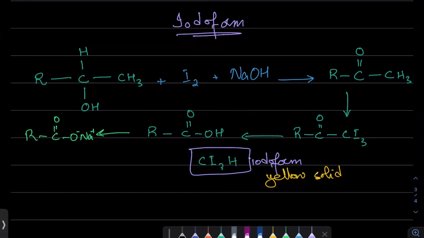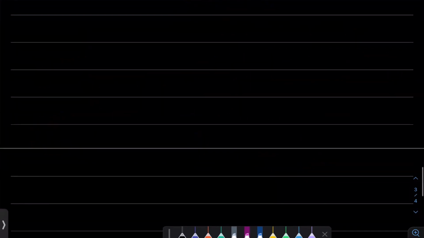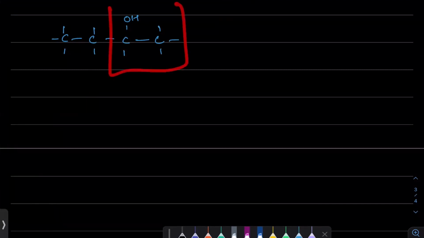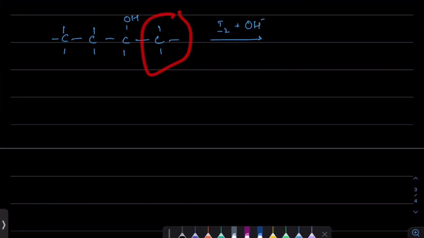So kind of like saying, if I had, let's say I had this. First of all, can I do iodoform reaction with this? Yes, because I do have this part, CH3CHOH. I will add the necessary things, iodine plus hydroxide, sure. And now this part will eventually split up और मुझे मिलेगा CHI3, which is yellow solid.